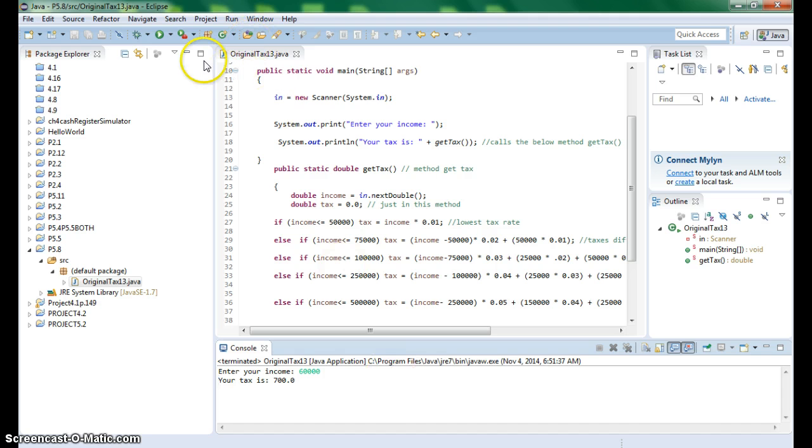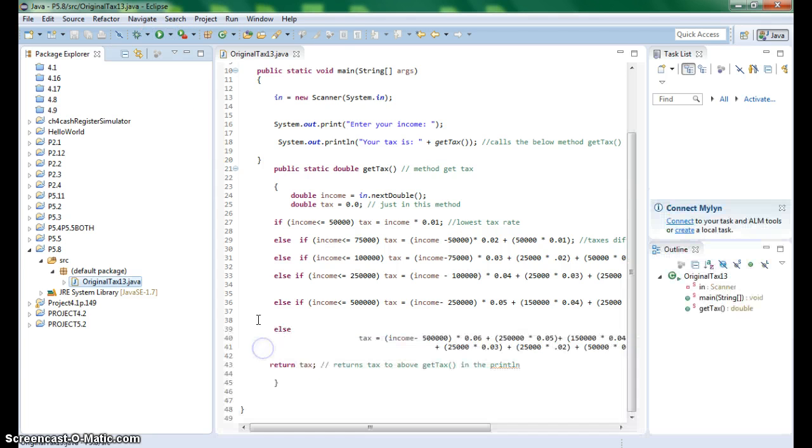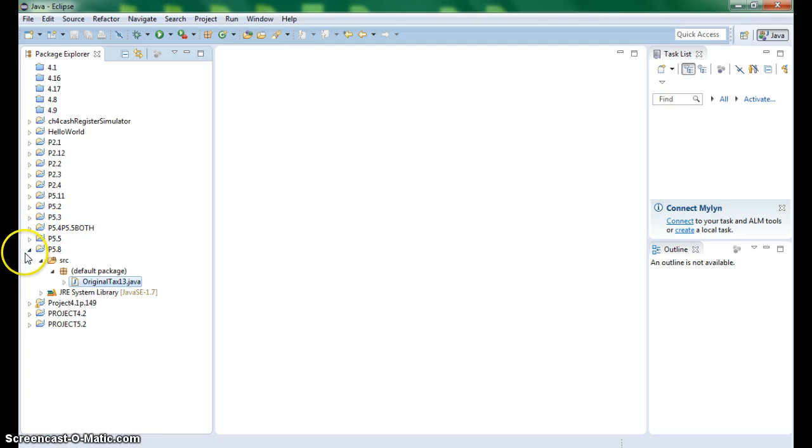Okay. I'll run it again. So 99,172, and it goes through a different computation to get that. So anyway, that's that program. So that's number 1. Go ahead, close this out. So 5.8 was my first one. My second one I did was 5.2.